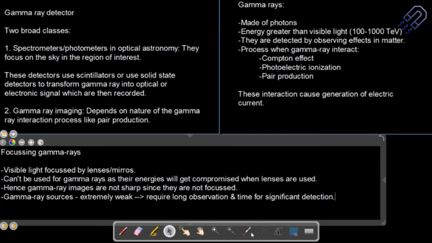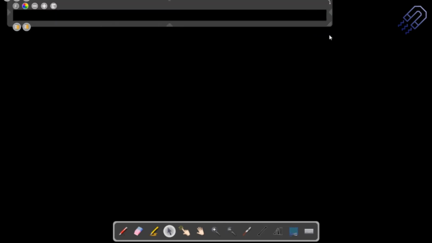Now the question is why I really want to detect gamma rays. Why detect gamma rays? There are certain stellar observations that need to be done, and these are done by knowing the intensity of gamma ray that is coming out from there.